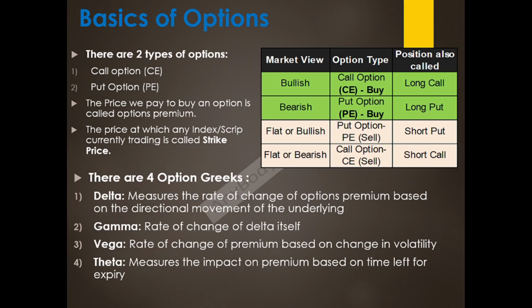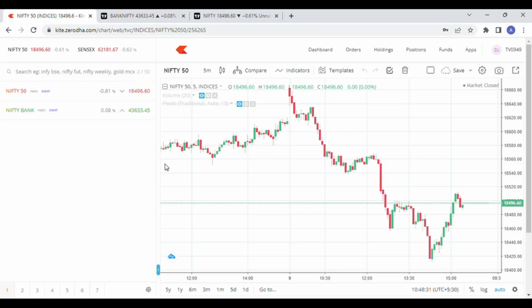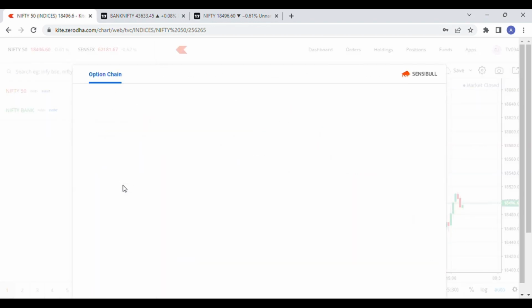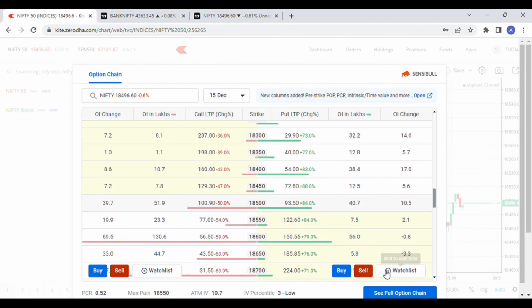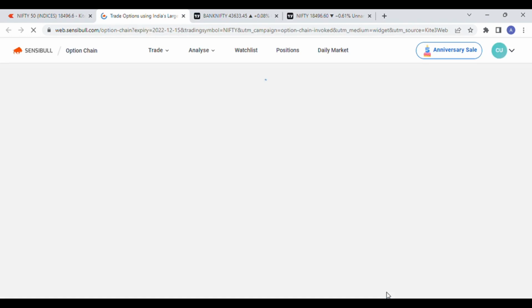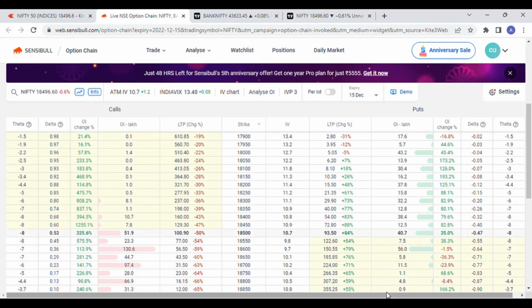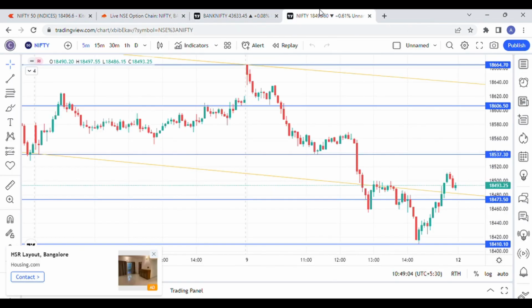So let's move on to our option chain chart. I will show you how to open an option chain. Suppose you are using Zerodha as your trading platform, then click on these three dots and click on option chain. If you make it full screen, here you will get the option chain data. So this is our Nifty chart.